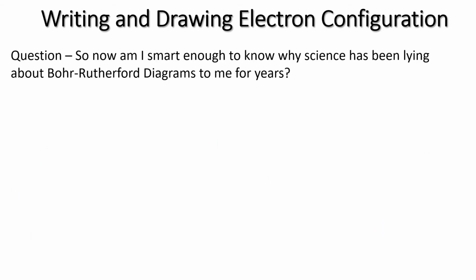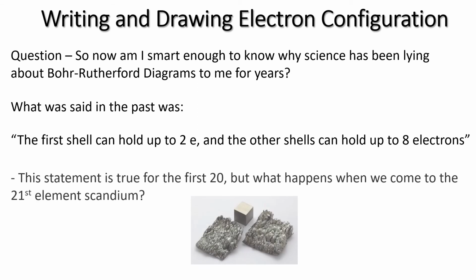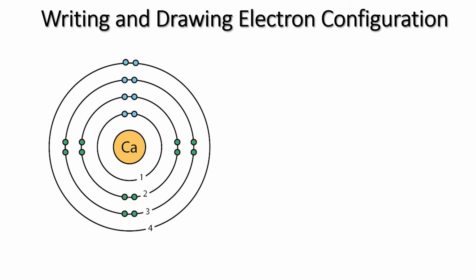So now, am I smart enough to know why science has been lying about orbital diagrams to me for years? Because in the past, what we told you is that the first shell can hold up to 2 electrons, and then it's full, and then every other shell after that can hold up to 8 electrons. And this is right and correct for the first 20, but what happens when we hit the 21st element? So why can we only draw them for the first 20 back when you were in younger grades?